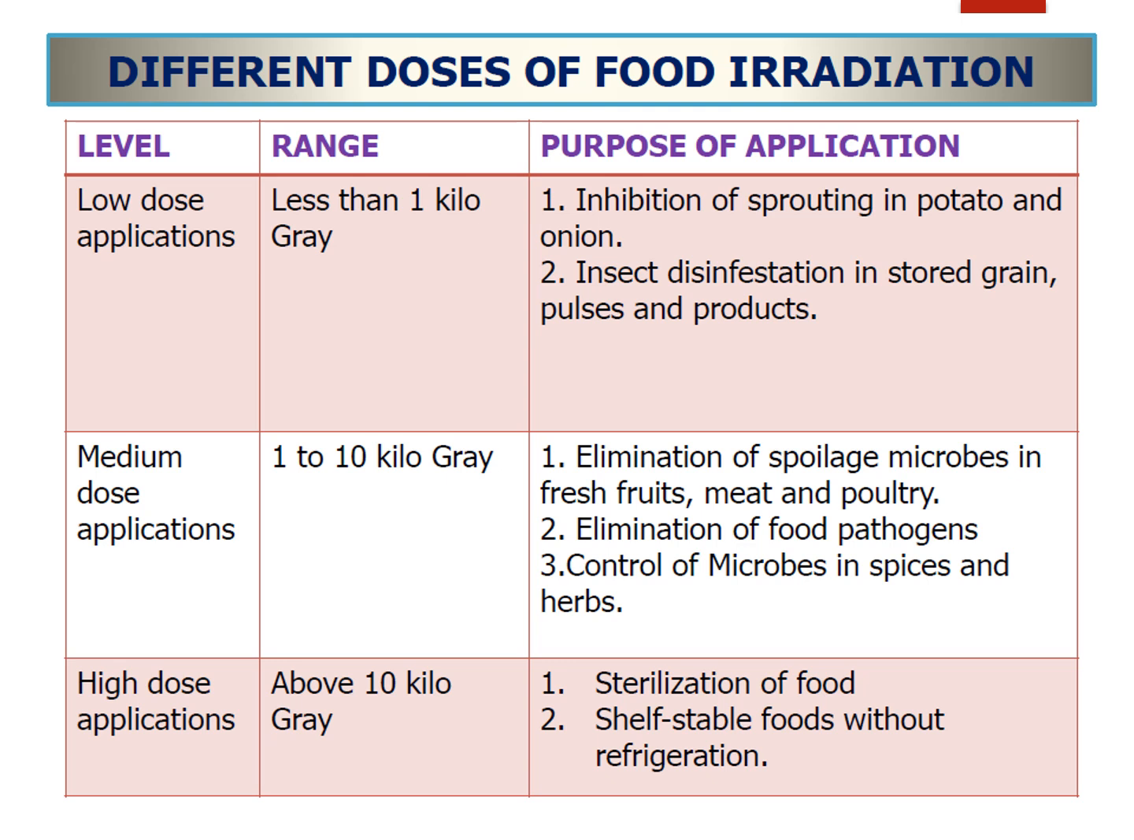The level of dosage is low dose, medium dose and high dose. First one, low dose applications. Range is less than 1 kilogray. Purpose of application: low doses are used for inhibition of sprouting in potato and onion, and insect disinfestation in stored grain, pulses and products. Low-dose irradiation is used for inhibition of sprouting in potatoes and onions, and insect disinfestation in stored grain, pulses and products.